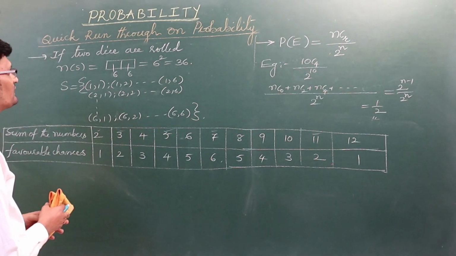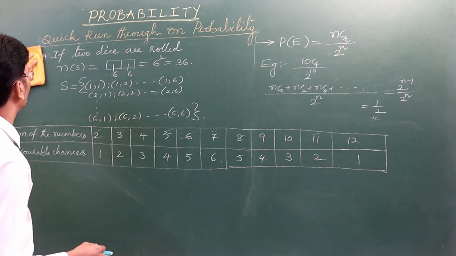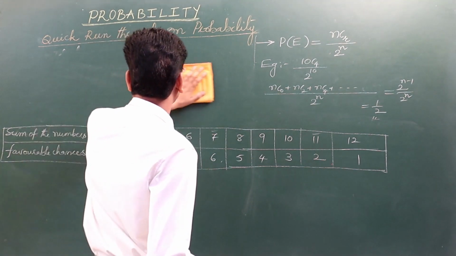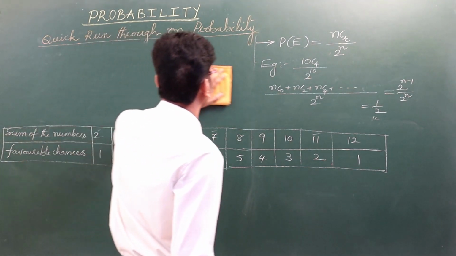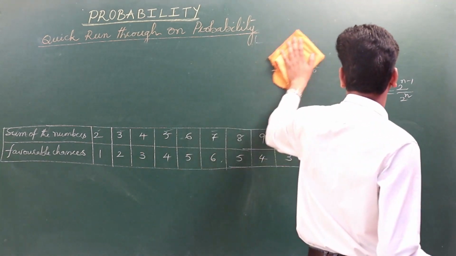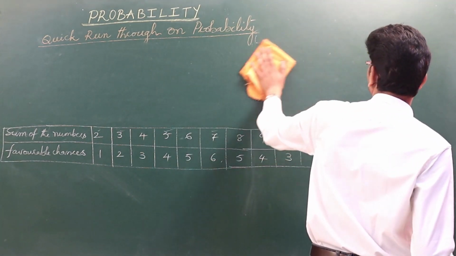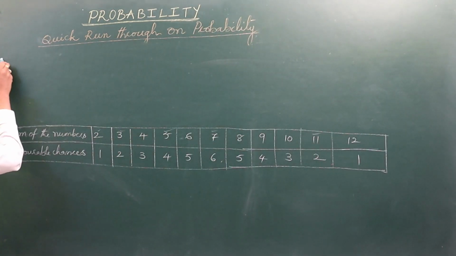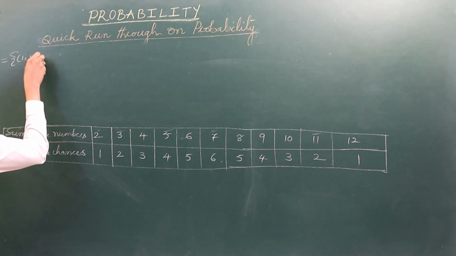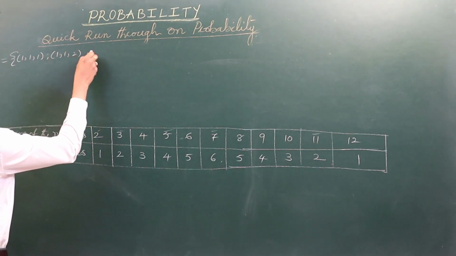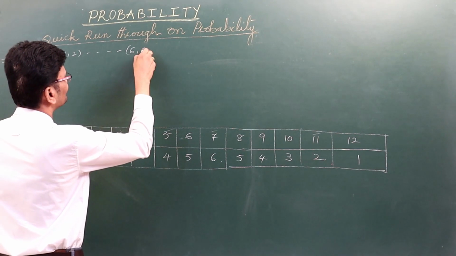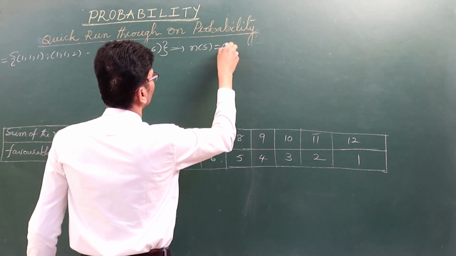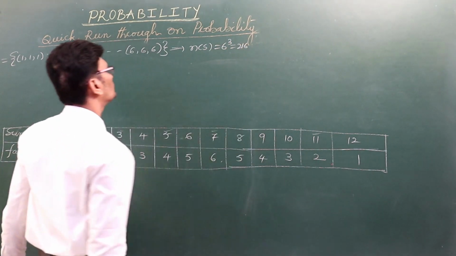Similarly, I gave one more table when 3 dice are rolled. First of all, 3 dice are rolled, what is the n of S? 6 cube. In that sample space, you will find ordered triads. Sample space should contain like this: 1 comma 1 comma 1, 1 comma 1 comma 2, and so on. At last, you will get 6 comma 6 comma 6. It means n of S is equal to 6 cube, 216.